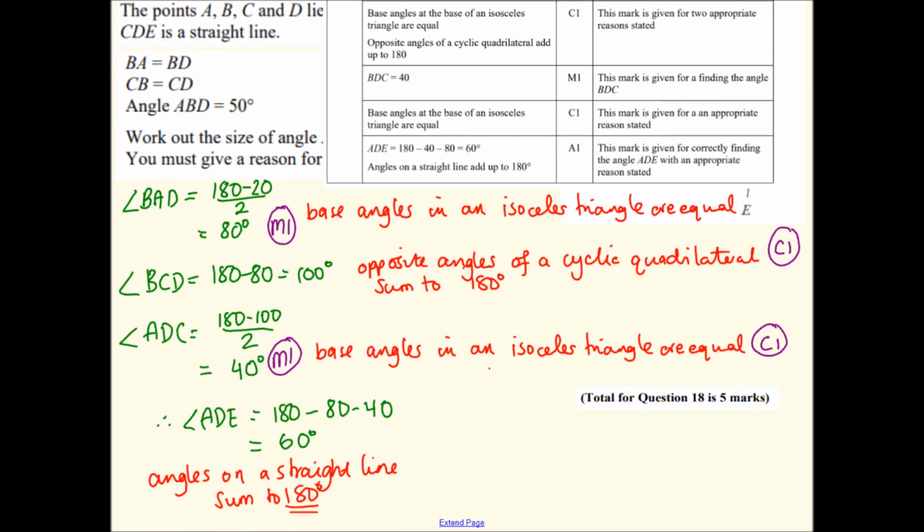And our final accuracy mark, you can see in the mark scheme here, is for working it out to be 60, but with the appropriate reason. Okay, and that's 5 marks in total. So you can see without any of the reasons given here, you've got 2 marks maximum.